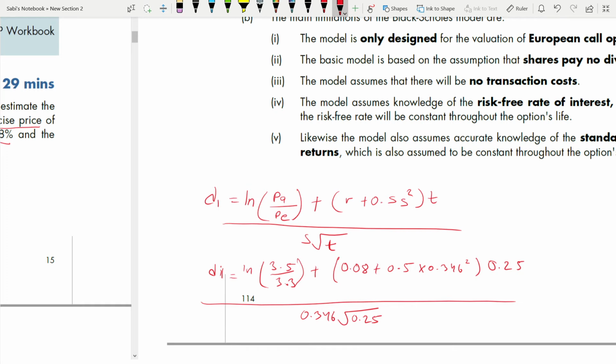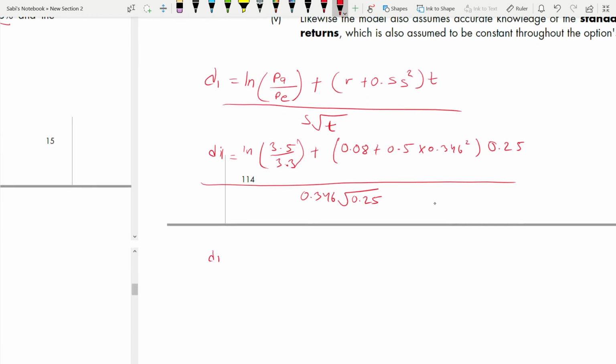So now don't jump directly to the answer, because most of you, when you put these long calculations in your calculator, might go wrong. So the best possible way for you to not make mistakes is to do it in pieces, do it in halves. Let's say first you work out the logarithm of 3.5 divided by 3.3, right? From there you are getting this answer, 0.059, plus do the inside bracket portion, which is 0.08 plus 0.5 multiplied by 0.346 squared. That will give you, and write it in a bracket only so that you know and you don't make a mistake.